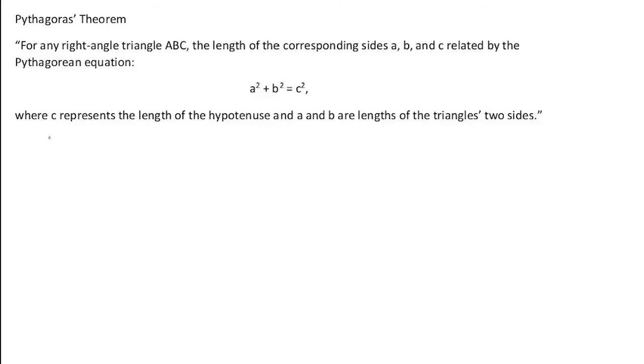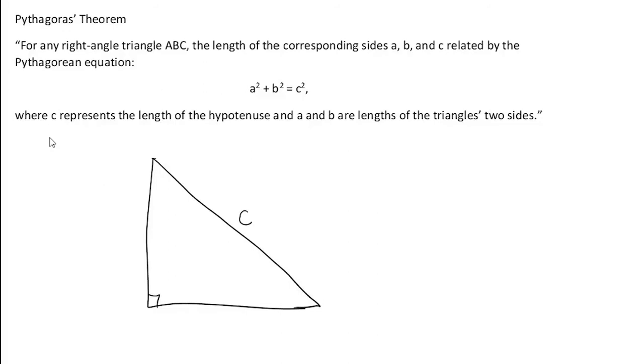If we put in a rough sketch, this is a right-angled triangle with this right-angle symbol. Now what we call the hypotenuse is this one. This is the hypotenuse, the diagonal side of the triangle, the longest side of the triangle. And the triangle's two sides are this side and that side.